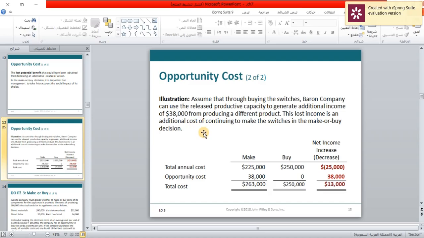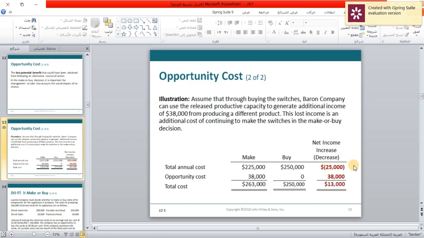In the past exercise, we will add additional data. Assume that through buying the switch, company B can use the released productive capacity to generate additional income of 38,000 from producing different products. This lost income is an additional cost of continuing to make the switch in the make or buy decision. In the previous exercise, the decision was to make the switch internally because the result was negative 25,000.